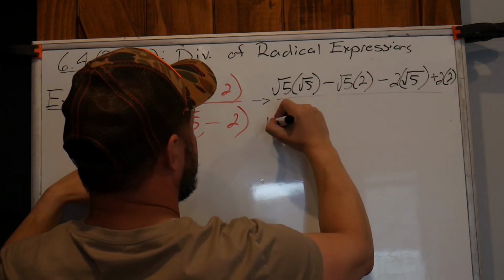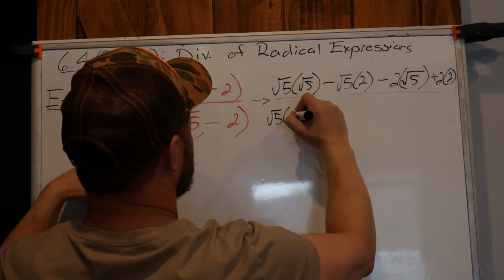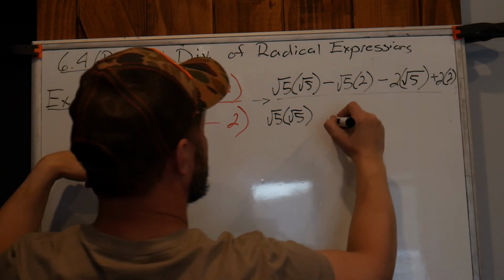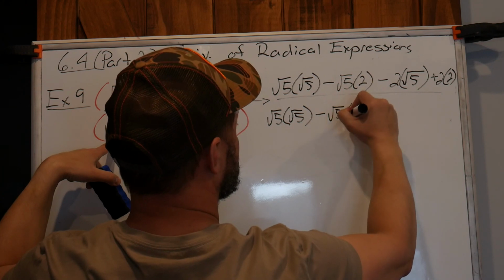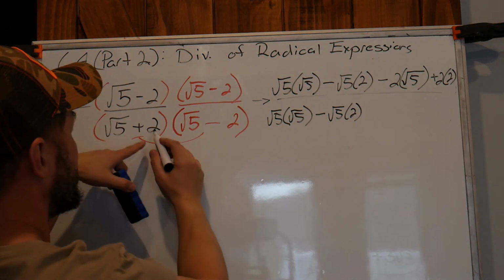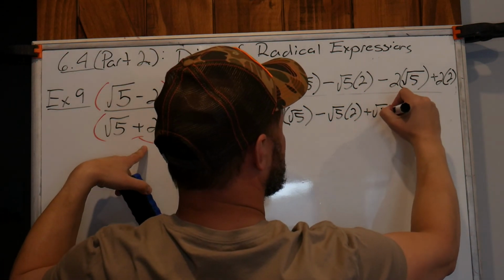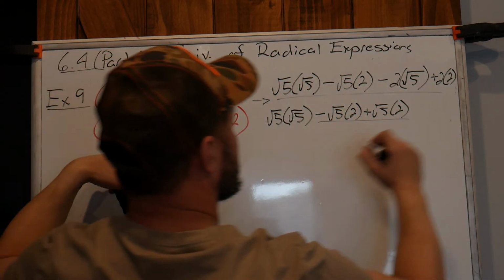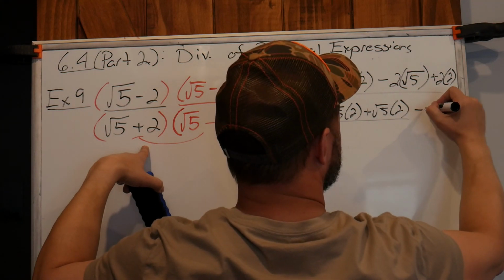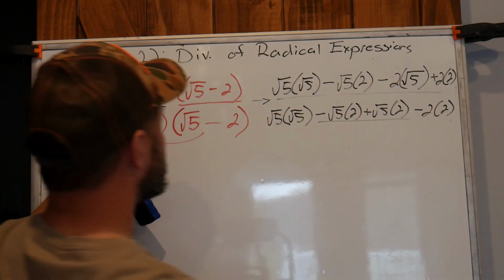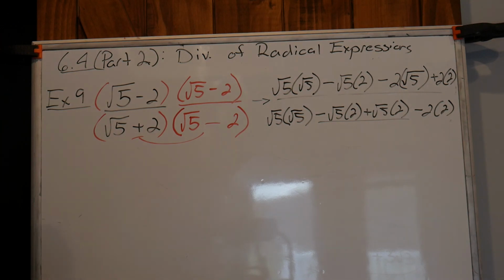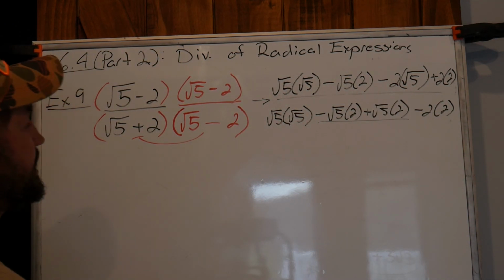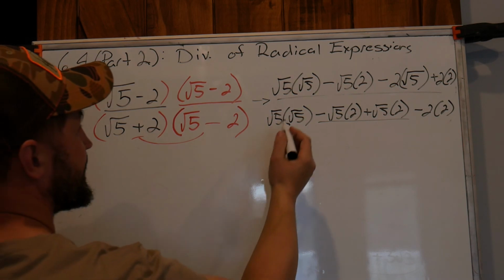Now on the bottom, we have square root of 5 times square root of 5. And then we have positive, negative, so a negative square root of 5 times 2, and then a positive square root of 5 times 2. Those will go away. And then a positive times a negative, 2 times 2. That's expanded all the way out. Now I just multiply everything together and then collect like terms and look for anything that cancels out.